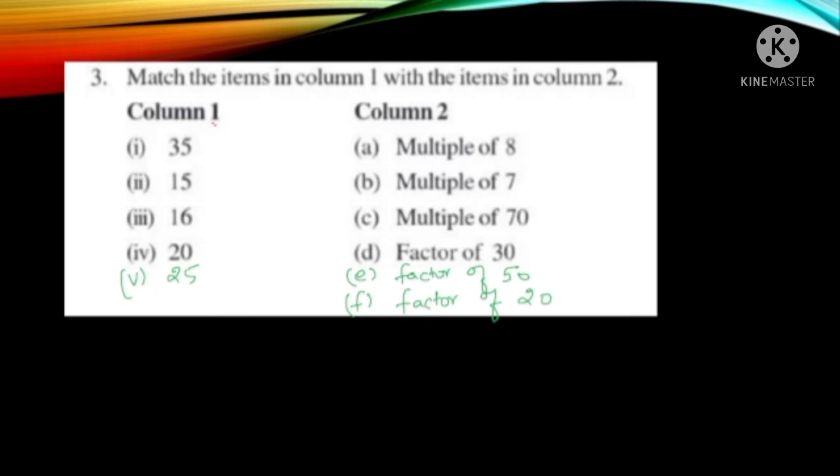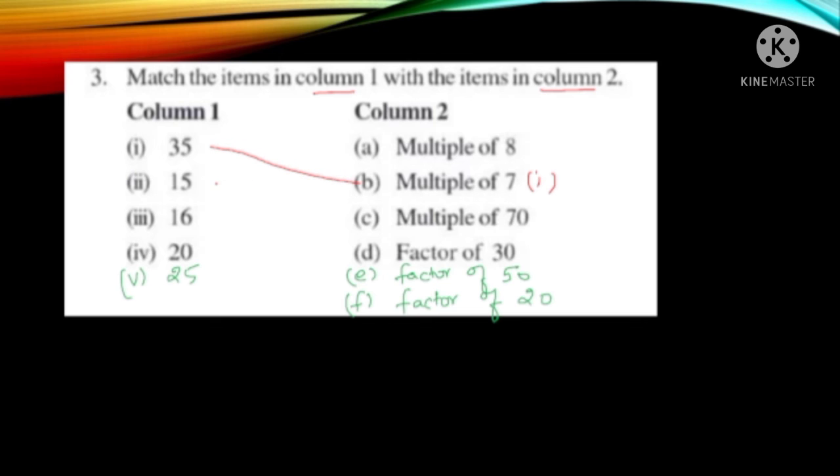Third question, match the items in column 1 with the items in column 2. So we have to match the items. So 35, you just look down. 35 is a multiple of 7, isn't it? 7 fives are 35. It is not a multiple of 70. 70 ones are 70, 70 twos are 140. So here 7 ones are 7, 7 fives are 35. So 35 is a multiple of 7. So option 1, that is option B, is the correct answer for the first subdivision.